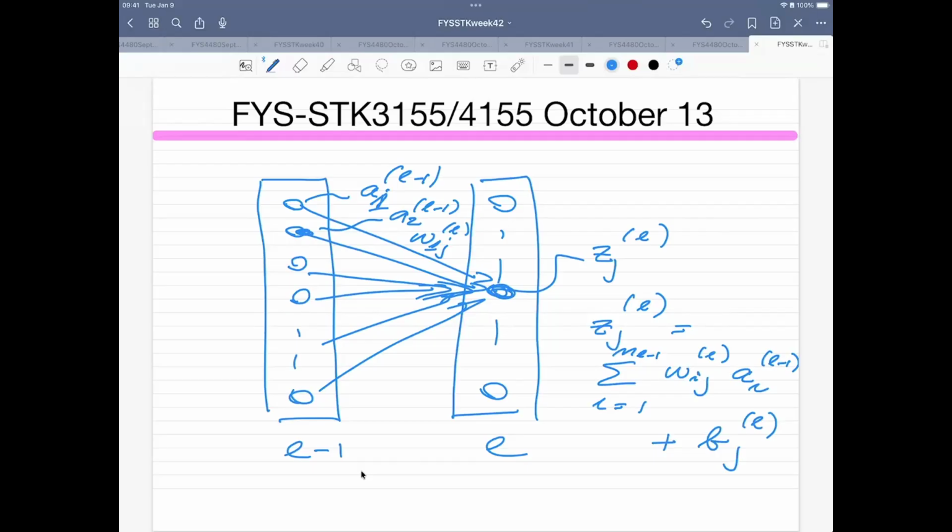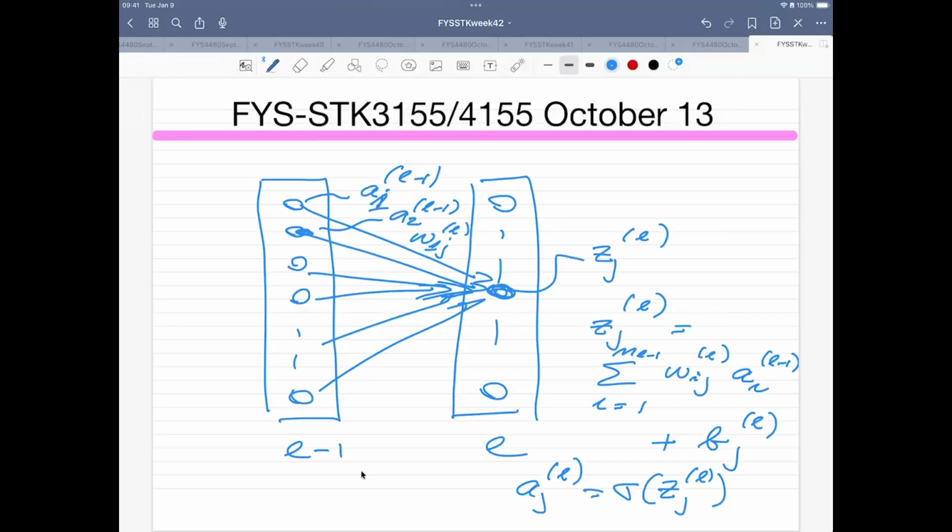So that was the input to a specific node. Now that node, again, produces an output. So last time, we defined this output, a_j of L, as the result of the activation function receiving this input and then producing an output.